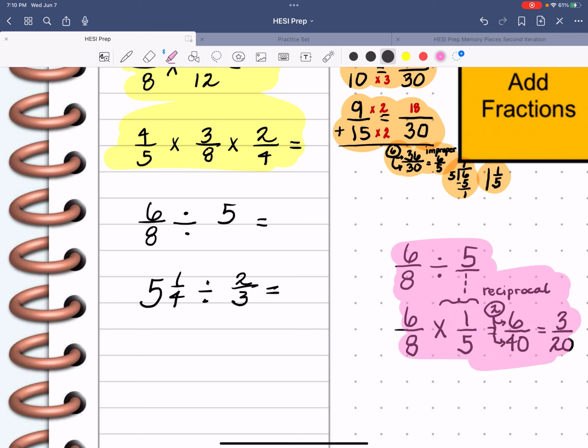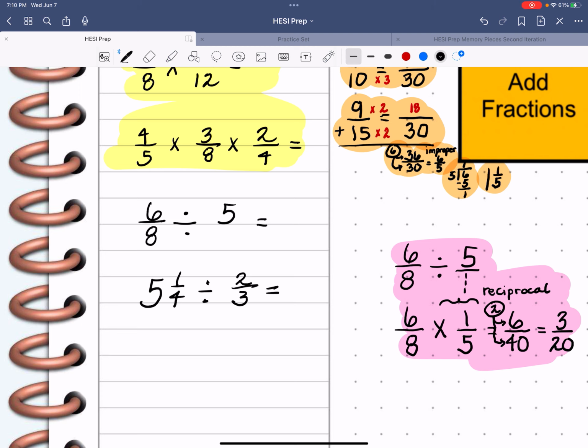So with division, you have that extra step of finding a reciprocal. And that's a little bit tough to remember. You have to go ahead and remember to flip. Always flip the fraction that follows.